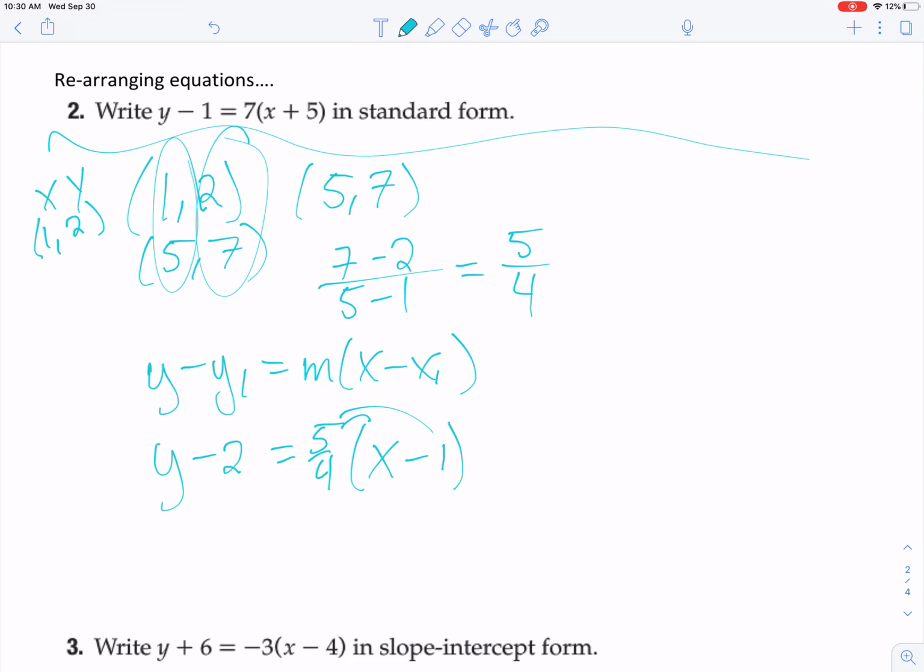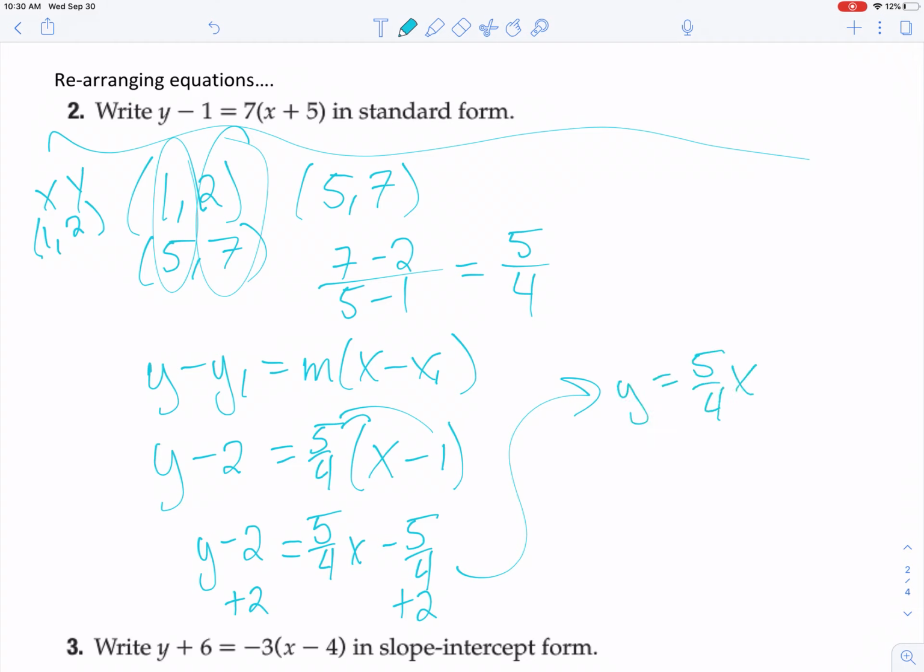So I'm going to distribute. Then I'm going to add 2. And let's see, what's that going to put me at? A positive 3/4, I think. So that is all we're going to do for today.